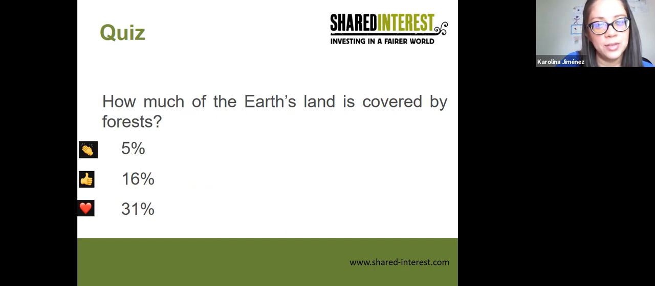How much of the Earth's land is covered by forests? 5%, 16%, or 31%? And the answer for this question is 31%.